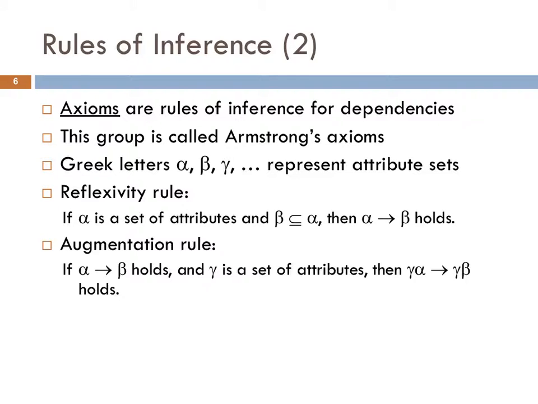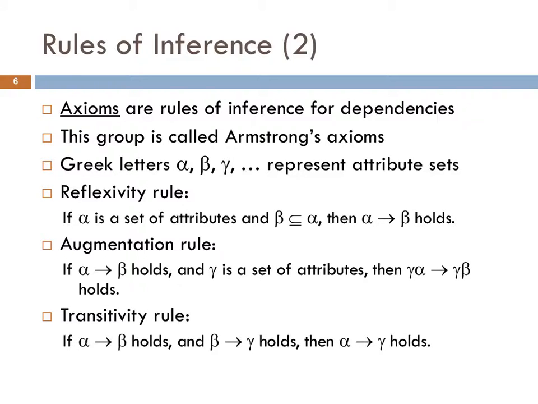Augmentation. So alpha functionally determines beta, and then you have another set of attributes, gamma. You can add gamma to both sides of the functional dependency. Now again, this is mildly exciting. I'm mildly excited by this, but what we're saying here is, remember that functional dependencies are a generalization of keys? Remember how you can take any superkey and add attributes to it, and you get another superkey? Well, that's the same idea here. You're adding attributes to both sides, no biggie, right? If alpha functionally determines beta, then alpha plus other junk also functionally determines that stuff.